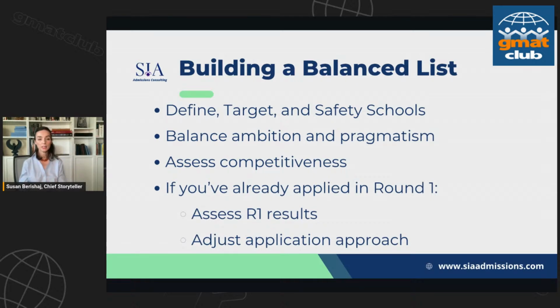Obviously, for the balanced list, you're assessing your competitiveness. So if you're an overrepresented candidate, that's going to be a component of your evaluation process in where a school falls. And then if you have applied to round one and haven't gotten the results that you're looking for, then you want to reassess which schools you applied to and what the problem was, right? Because sometimes your presentation is the problem and not the school selection in terms of what the numbers look like. So do I need to reassess how I'm presenting myself? And then obviously still continue to put your applications towards that reach, target, and safety category for round two.